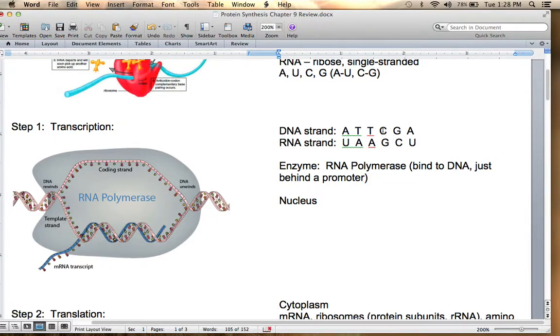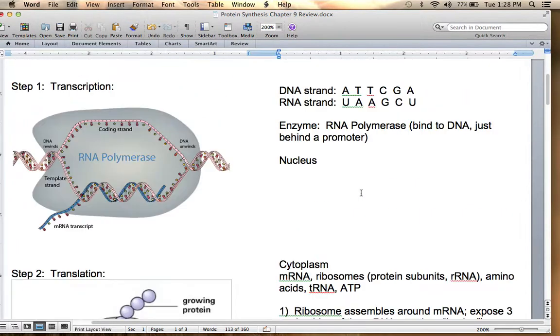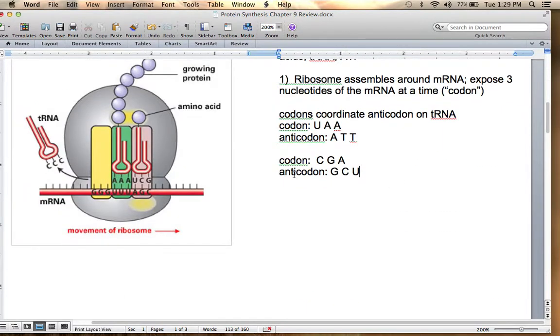Now, let's look at this one. Let's say the second codon here would be CGA. If the codon was CGA, the anticodon would then be, well, C binds with G, G binds with C, A binds with T, but remember we don't have thymine in RNA, we've got uracil. So the anticodon would be GCU. If the original DNA strand was CGA, the transfer RNA anticodon would be GCU.